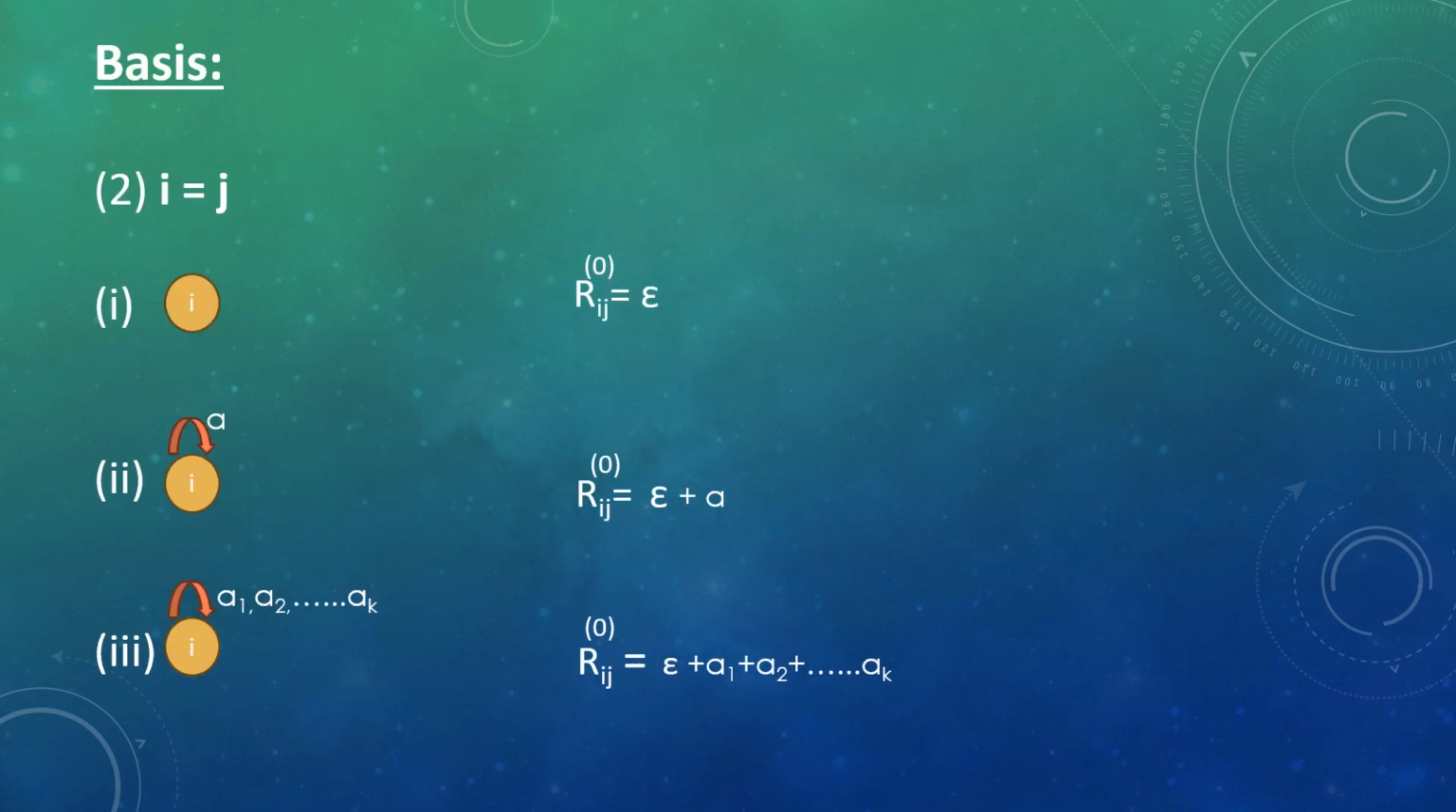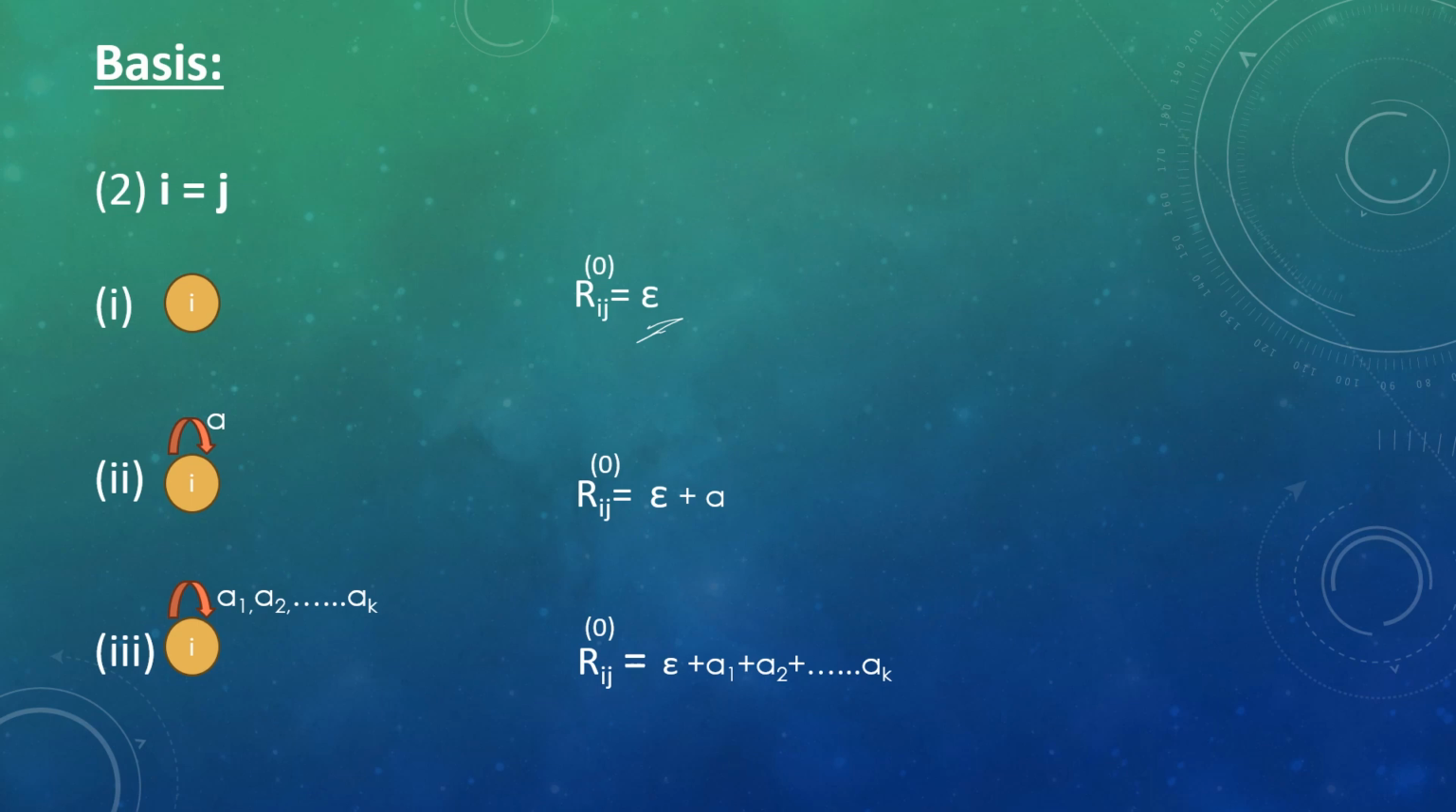Next is the basis condition where I is equal to J. Basis condition is where K is equal to 0, which means there are no intermediate states between I and J. I is the starting state and J is the final state. Now, when I is equal to J, it means that there is only one state. I and J are equal. Now, if there is no transition between I and itself, then you can denote it using the empty string, which is epsilon.